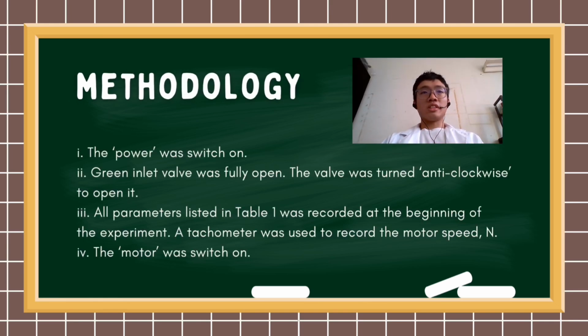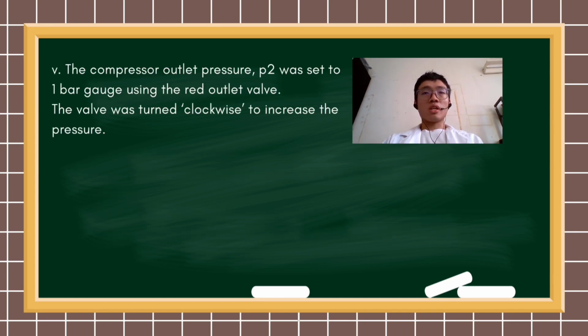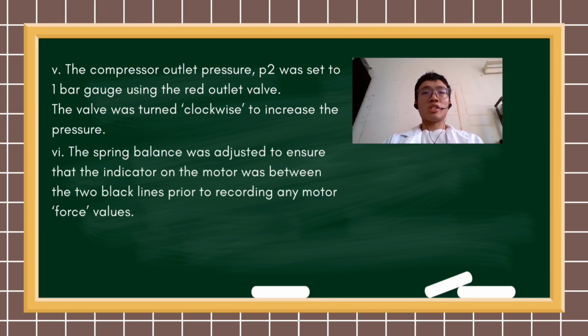This is our methodology. The power was switched on. Green inlet and outlet valves were fully open. The valves were turned anticlockwise to open them. All parameters listed in table 1 were recorded at the beginning of the experiment. A tachometer was used to record the motor speed and the motor was switched on. The compressor outlet pressure P2 was set to 1 bar gauge using the red outlet valve. The valve was turned clockwise to increase the pressure. The spring balance was adjusted to ensure that the indicator on the motor was between the two red lines before recording any motor force values.